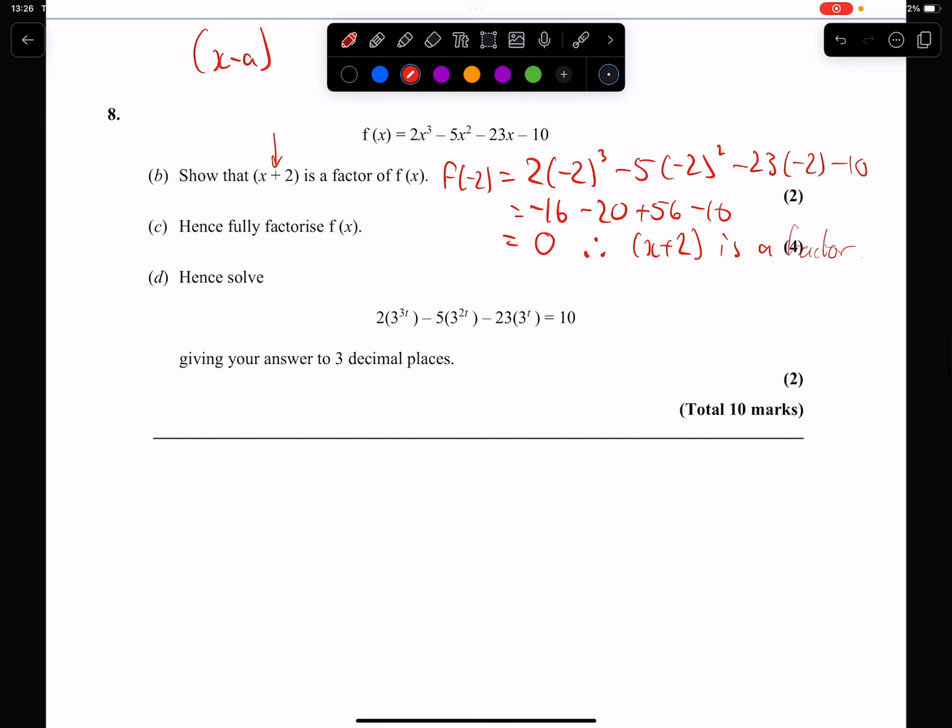So now that we've confirmed that it is a factor, it says fully factorise, so that would be a case of doing some long division. Whichever you prefer out of the traditional way or the grid method is up to you, but you do need to understand how the grid method works as it's part of the syllabus. So I'm going to do the traditional way, and I'm going to go through that.